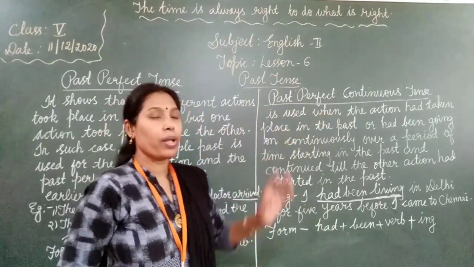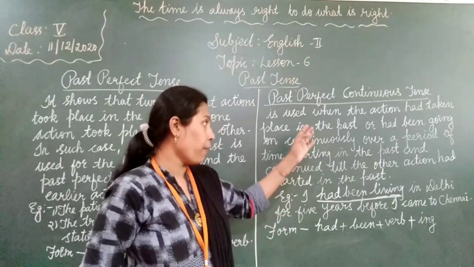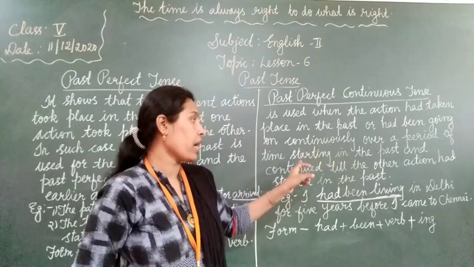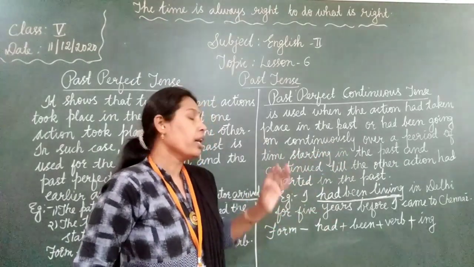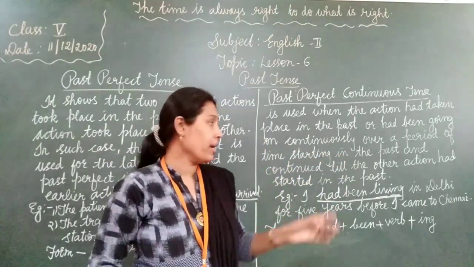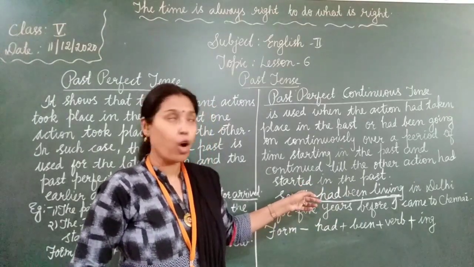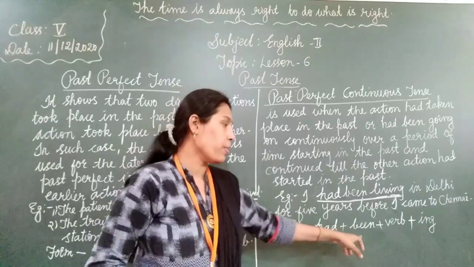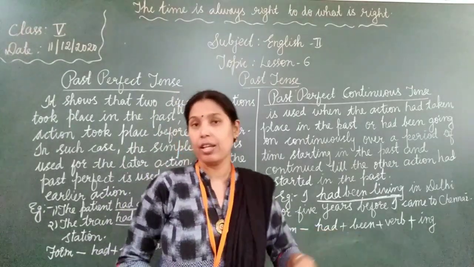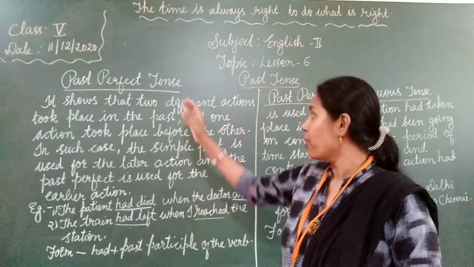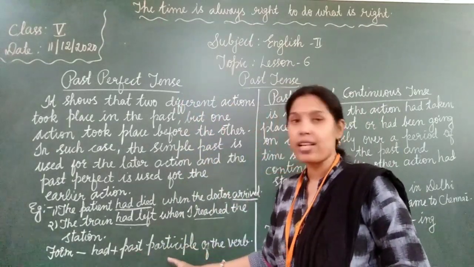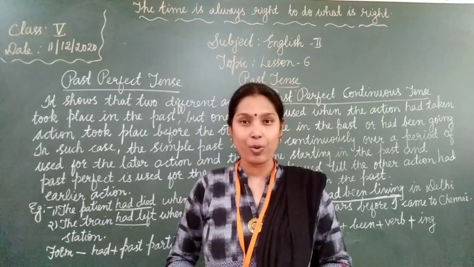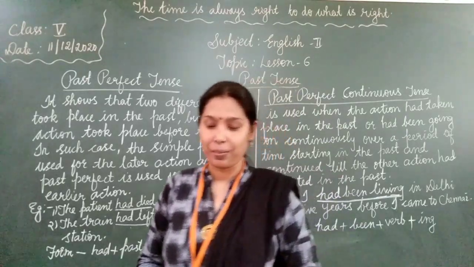So it is used when the action had taken place in the past or had been continuously going on over a period of time starting in the past and continued till the other action had started in the past. And the form for past perfect continuous tense is had plus been plus verb plus ing. And the form for past perfect tense is had plus past participle of the verb. Okay children, I hope you all understood. Now we will move on to the daily exercises.